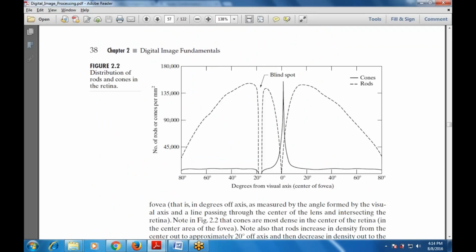This is a figure that shows the various degrees of axis that cover the cones and the rods.